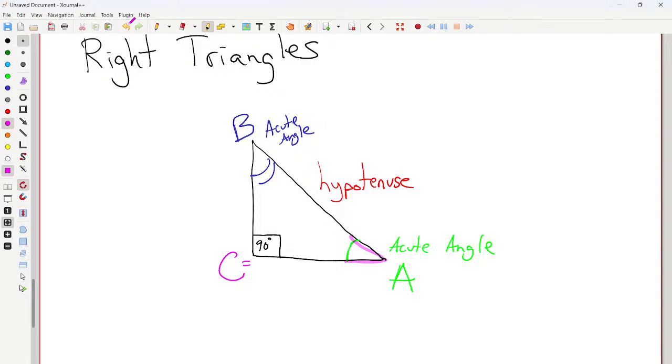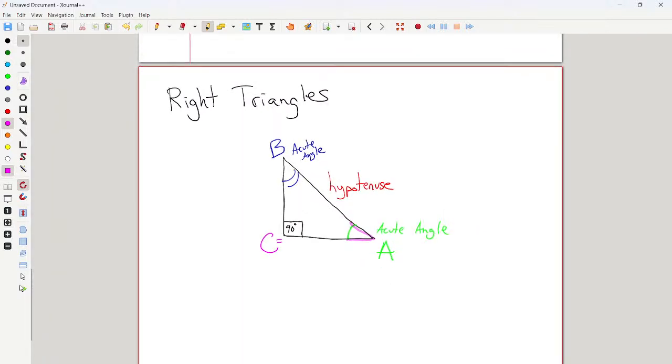Who is adjacent to me? If this is opposite acute angle A, and this has already been labeled hypotenuse, then by process of elimination, we call this last side adjacent to angle A. So I'm going to put all that now in writing.